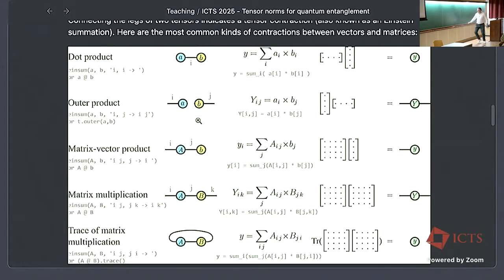So if I really want to write, let's look at this, what he calls outer product. So this diagram here, if I really want to write a tensor diagram for this object here, where A and B are in C^d, then this will be really A, and here I'll have to put a complex conjugate.